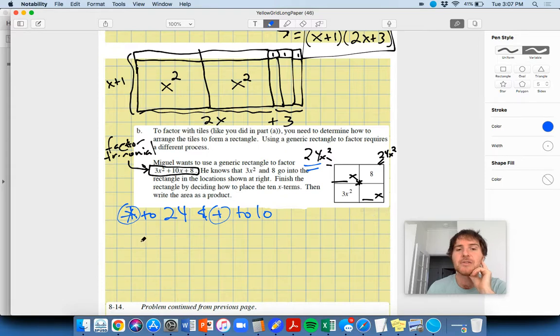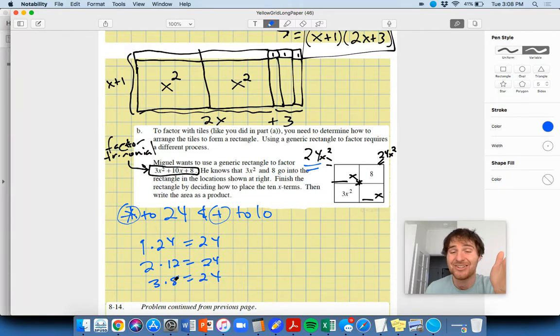There's 1 times 24 equals 24, but 1 plus 24 is 25. That doesn't work out. What about 2 times 12, okay? Well, that would equal 24, but 2 plus 12 is 14. That doesn't work out. What about 3? 3 times 8 gets you to 24, but that's 11 x's, so just a little bit off here. Okay, how about one more? What about 4 times 6? That gets you to 24. And yes, 4 plus 6 gets you to 10.